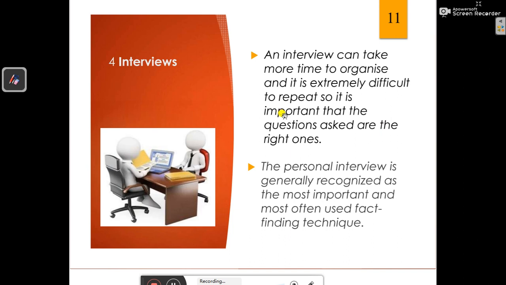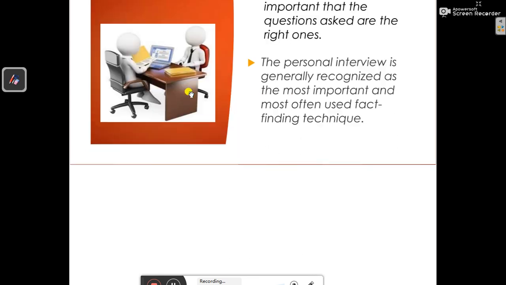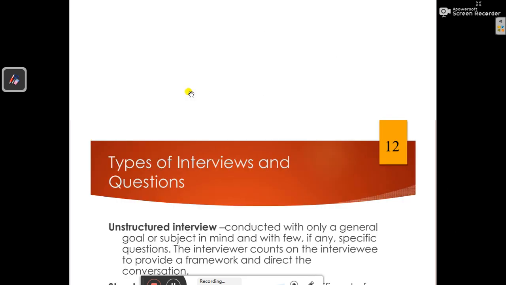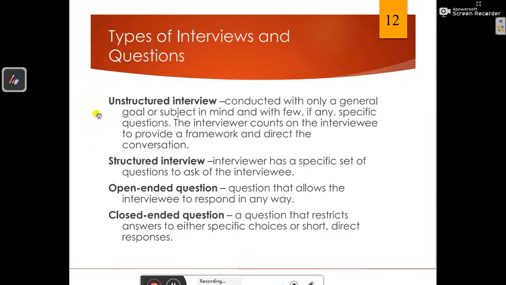And the fourth method is an interview. You can take an interview in an organized way or a personal way to find the facts about the system. There are lots of different types of interviews that can happen. It can be an unstructured interview, it can be a structured interview, it can be an open-ended question, it can be a closed-ended question.